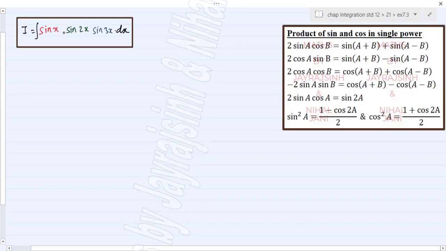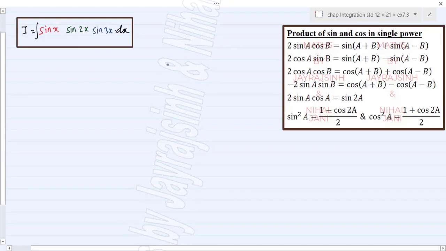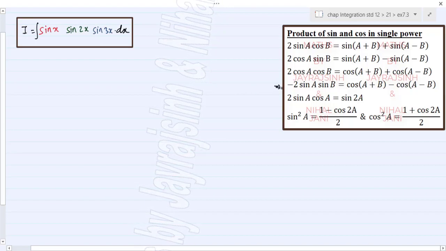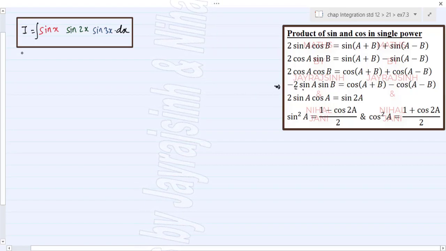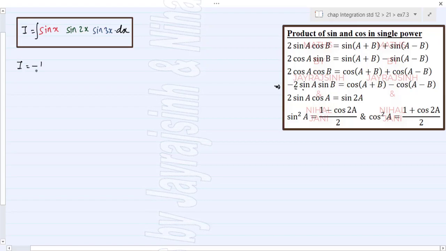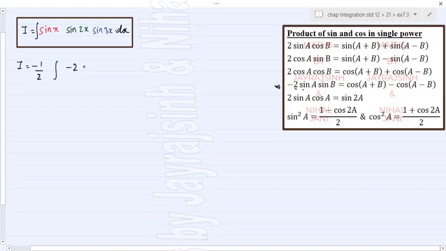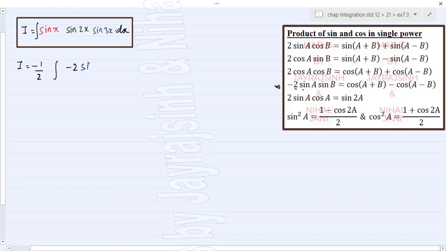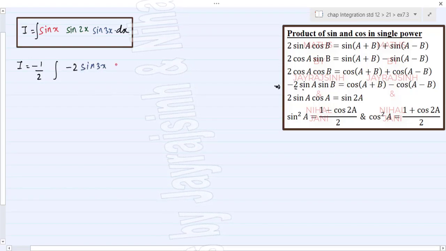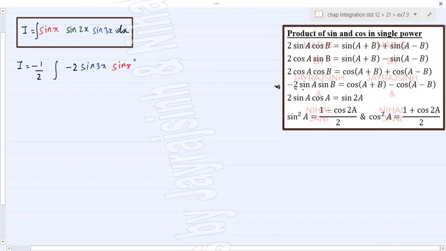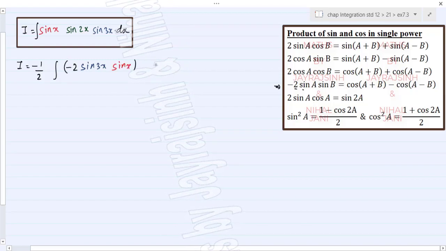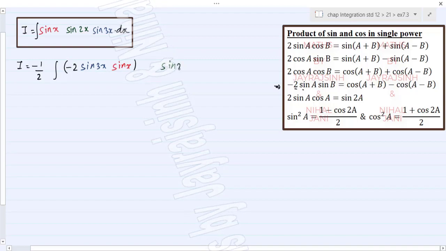Here we have to integrate sine x, sine 2x into sine 3x. So let's convert into minus 2ss form. So here we have to multiply and divide by minus 2. So here we'll get minus 2 sine 3x into sine x. Let's say sine 2x will remain as it is.